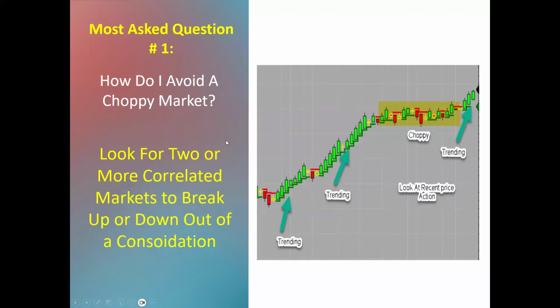Okay, so I mentioned earlier that one of the things I was going to cover was the two most frequently asked questions I get from people. Probably the most frequently asked question I get is, how do I stay out of a choppy market? What I like to do, these charts that you're looking at here are our trend indicator charts, and each one of these price bars we call Navi bars.